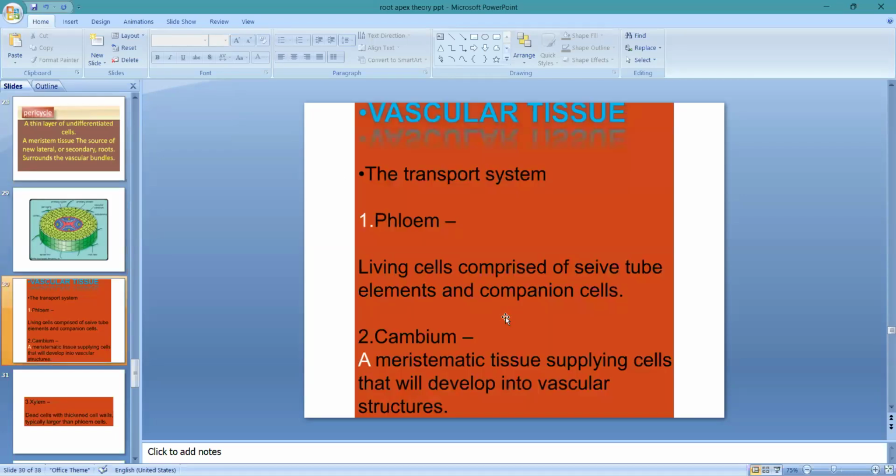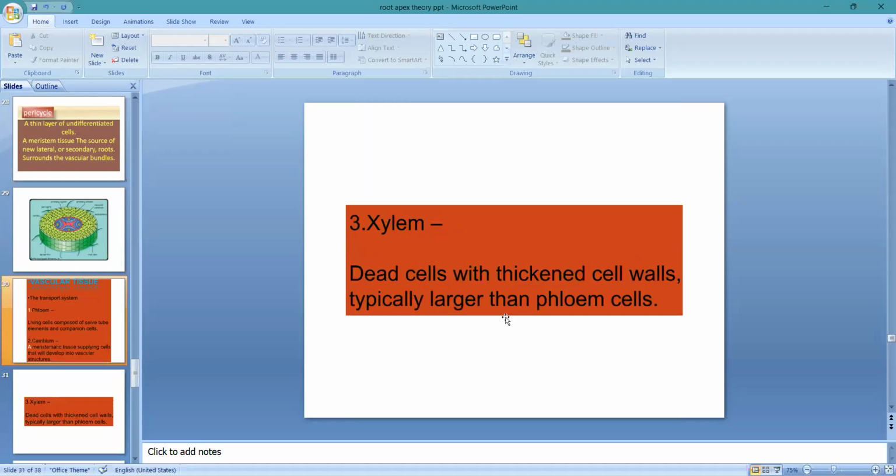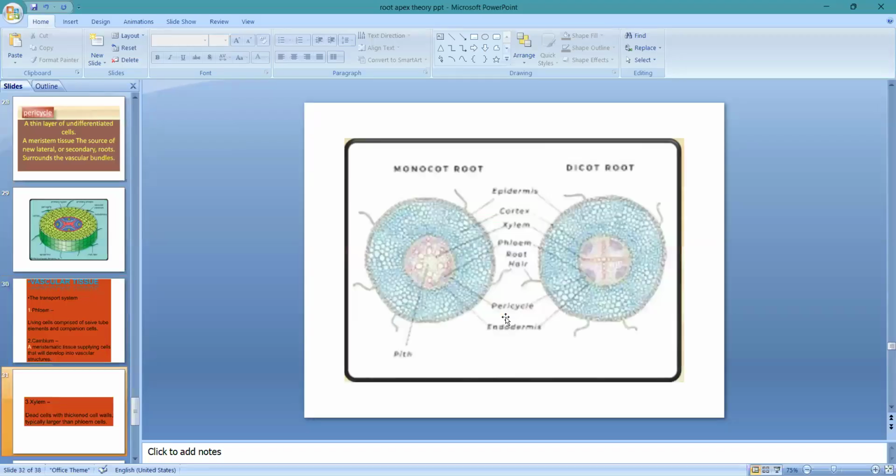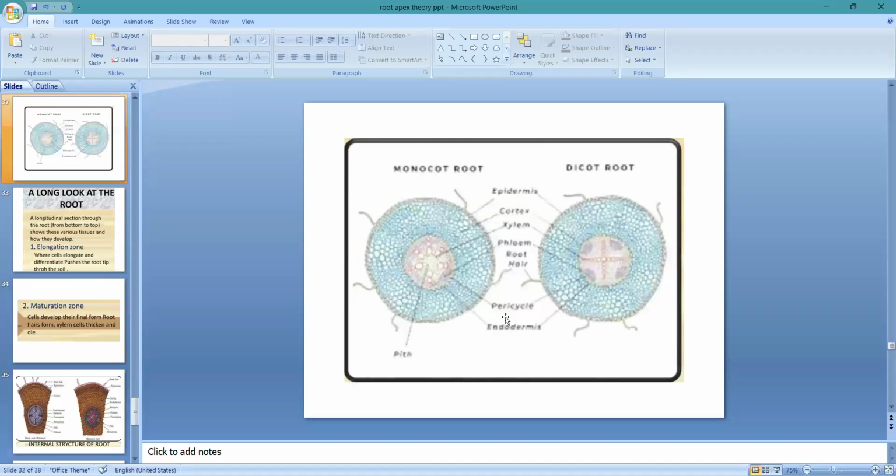The next, coming to the vascular tissue, already you know, that is the transport system. Phloem, living cells comprised of sieve tube elements and companion cells. That is the phloem. And coming to the cambium, a meristematic tissue supplying the cells that will develop into vascular structures. That is the cambium. So xylem, dead cells with thickened cell walls, typically larger than the phloem cells. That is the xylem.